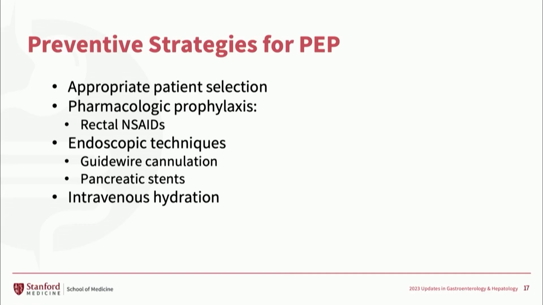So in summary, preventive strategies for post-ERCP pancreatitis, I think first and foremost is appropriate patient selection, NSAIDs for all patients, especially high-risk ones. In terms of endoscopic techniques, guide wire cannulation rather than contrast-based cannulation, pancreatic stents in high-risk patients, and finally intravenous hydration.